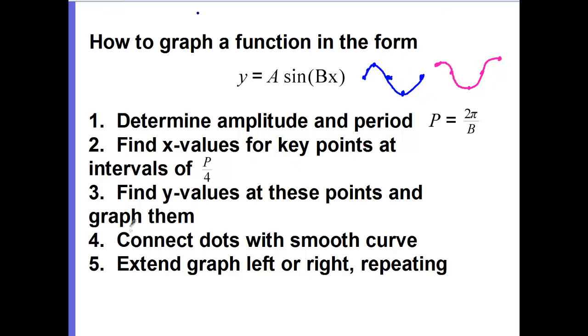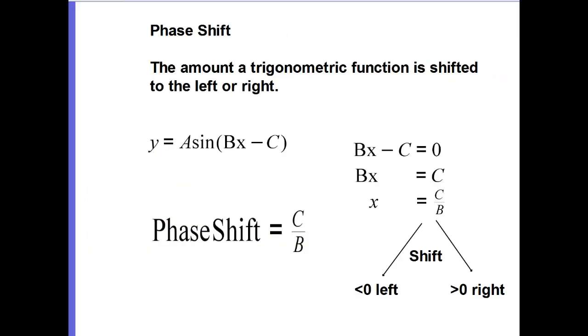So once you've found those x values, you find the y values at those points, and then you plot them on graph paper, and you connect them with a smooth curve. Now remember, the sine and cosine functions repeat themselves indefinitely, so you're going to extend the graph to the left or the right. Repeat. Well, now we're going to talk about phase shift. And phase shift is the amount a function is shifted to the left or the right. We get phase shift by changing this input to the sine.